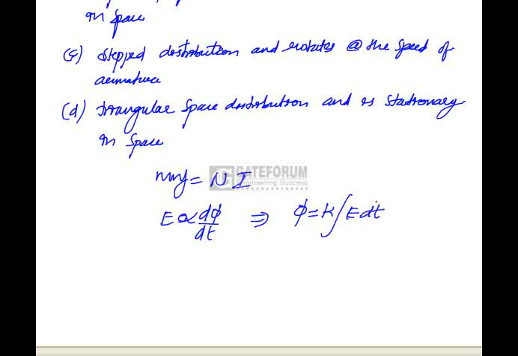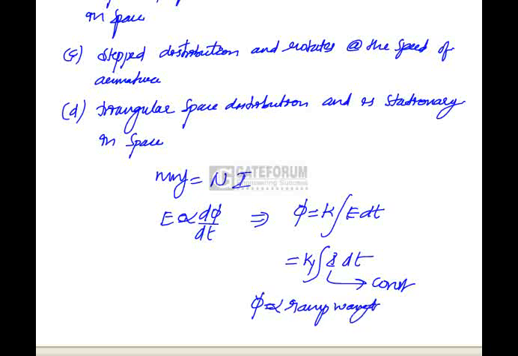Since this is a DC machine, current is in phase with voltage. Some constant, let us take it as k1, into the integral of I dt. Now if this current is constant, what is the integral of a constant? The integral of a constant we will get as a ramp waveform. That means this is directly proportional to a ramp waveform.